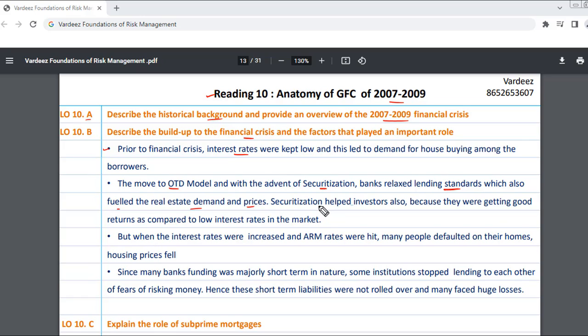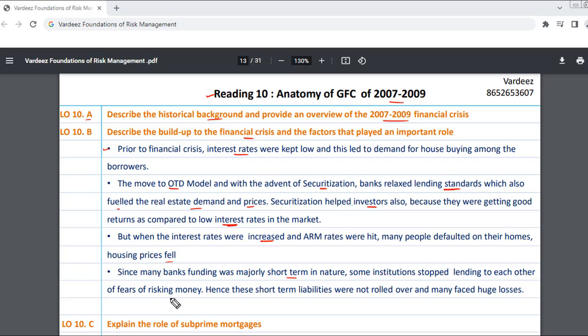Okay, securitization helped investors also because they were getting good returns as compared to low interest rates in the market. But when the interest rates were increased by the Federal Reserve, the ARMs were hit. Many people defaulted on their homes, and the housing prices fell simultaneously. And since the funding of many banks was majorly short term in nature, some institutions stopped lending to each other for fear of risking money.